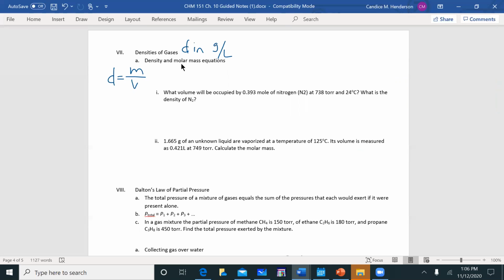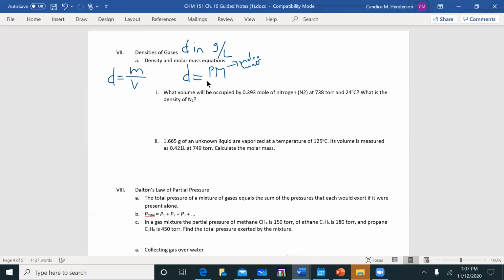Now, by taking density, because it's mass and volume, volume is something we find in our PV=nRT, and mass is something that we find in molar mass, which then can be converted into moles, which we also find in PV=nRT. We can actually derive an equation for density, and density is going to equal your pressure times your molar mass. Okay, so M in this case is not molarity, it's molar mass.